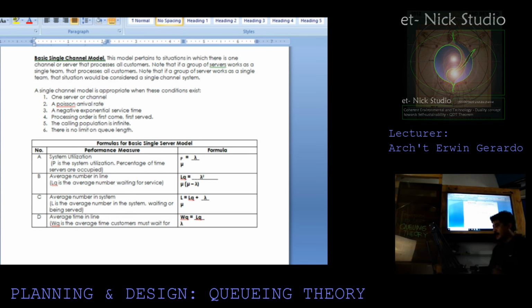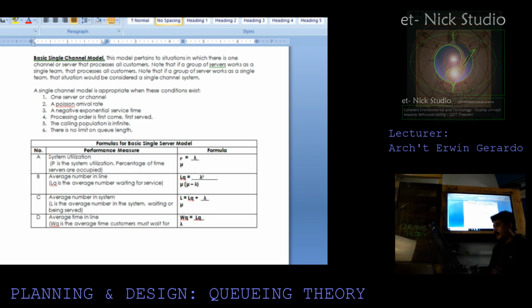Number 1, one server or channel. Number 2, a Poisson arrival rate. Number 3, a negative exponential service time. Number 4, processing order is first come, first served. Number 5, the calling population is infinite. Number 6, there is no limit on queue length. So these are the formulas for the basic single server model.